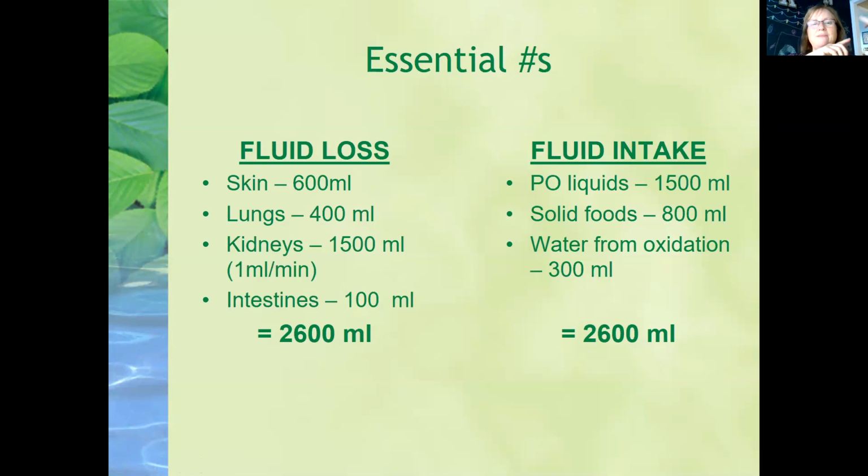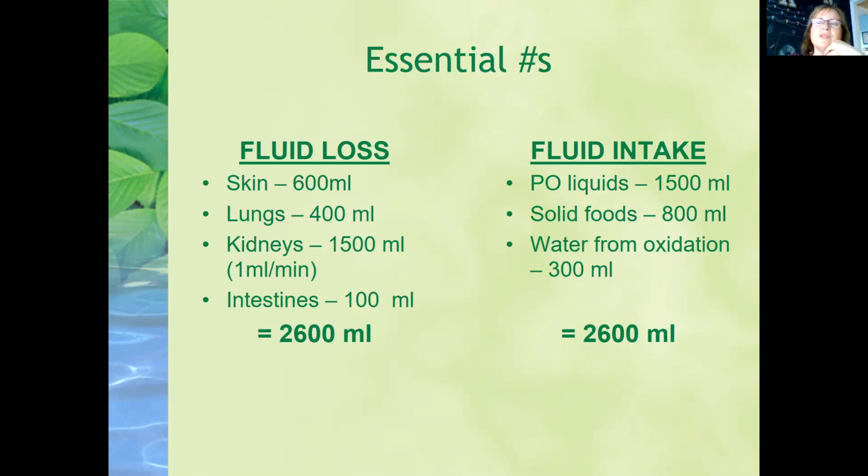So 600 mils through our skin, 400 mils through our lungs, and we see that when we breathe out on a cold day and you see that mist. That's because you've got that warmed and hydrated air coming out of your lungs. 1,500 mils for our kidneys, and that note underneath where it says 1 mil per minute is that we ideally are looking to see about 1 mil per minute of urine. So typically we're looking for that. And then about 100 mils from our intestines. So the products of digestion lead us to create stool, and within that stool there's about 100 mil loss of fluid in a 24-hour period.